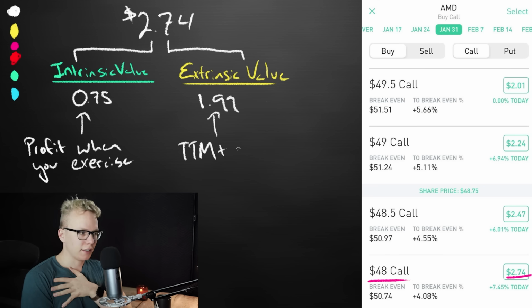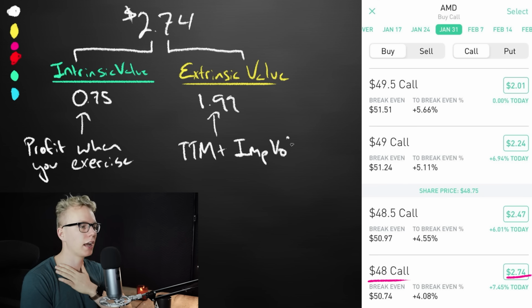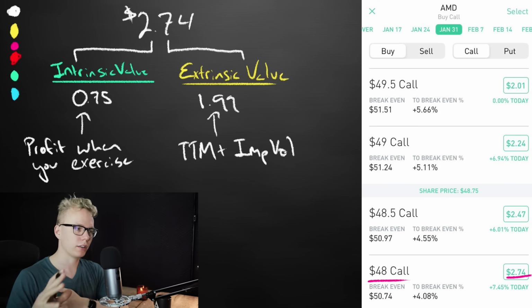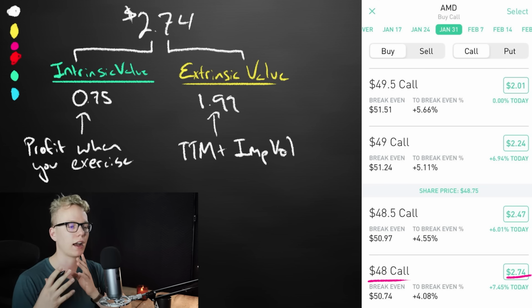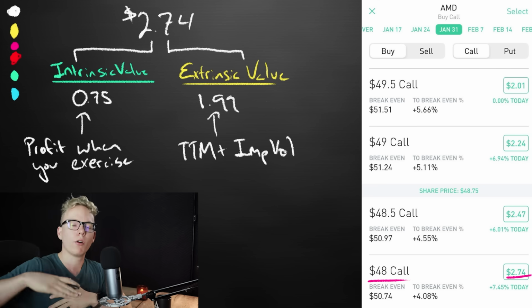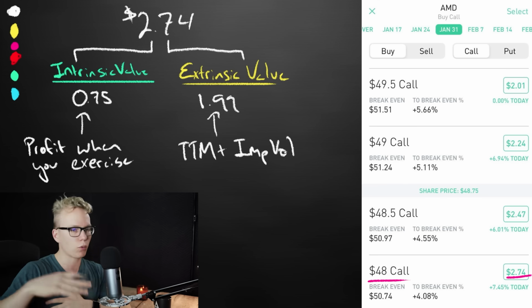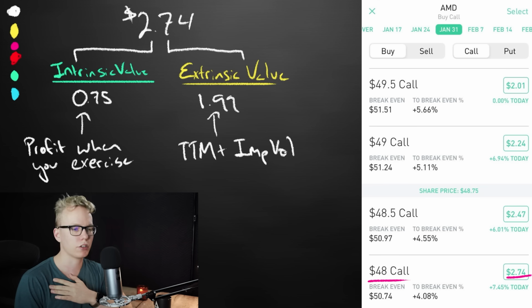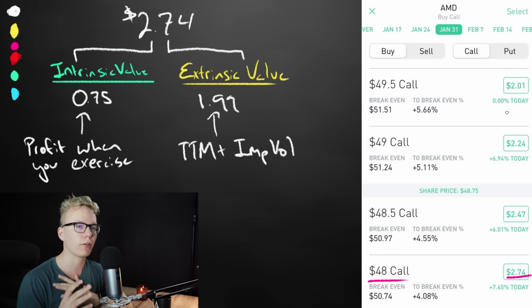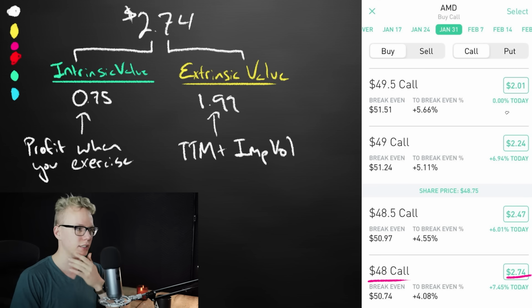In addition to this, extrinsic value is not just time to maturity, but it's also implied volatility. I'm just going to briefly gloss over it. We'll get to it more in a second, but you can think of implied volatility as the volatility of the underlying stock. Does it bounce around a lot or is it very calm? If it bounces around a lot, that's great for call options because your loss is limited to the amount you paid for it, but your upside is uncapped. It can theoretically go up forever. So volatility is very good for options.